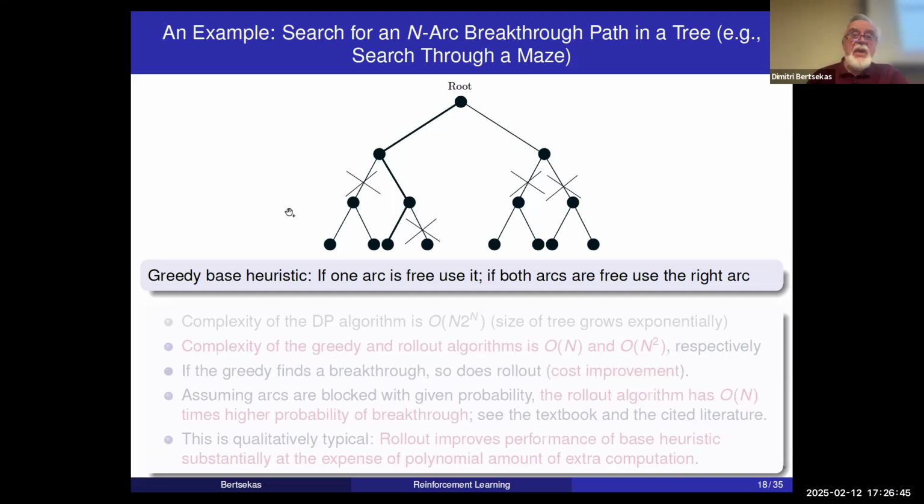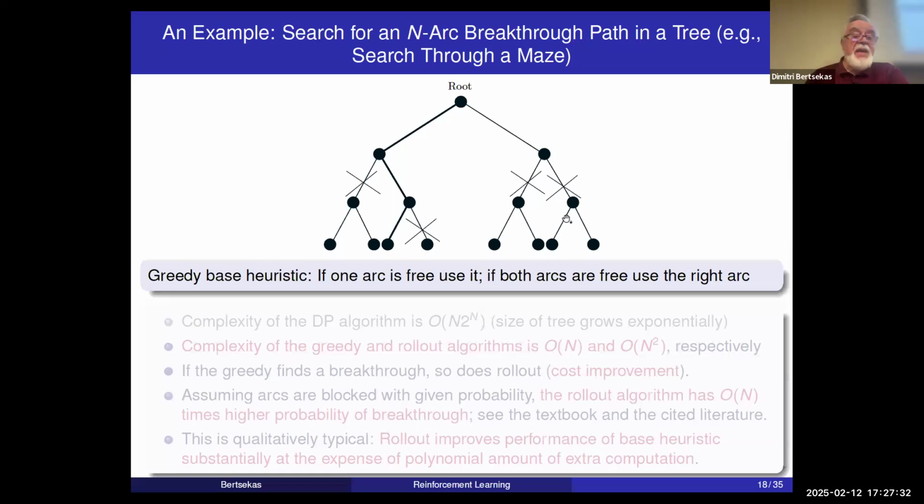And we're going to use a greedy heuristic here. We are at a certain node, and if only one of the two arcs is free, then use it. If both arcs are free, use the right arc. So at this point, the base heuristic sees both arcs as being free and uses the right arc. At this node, there's only one arc that's free, then it uses that arc. At this node, there's no arc that's free, and the greedy heuristic just stops there and declares that it can't find a solution.